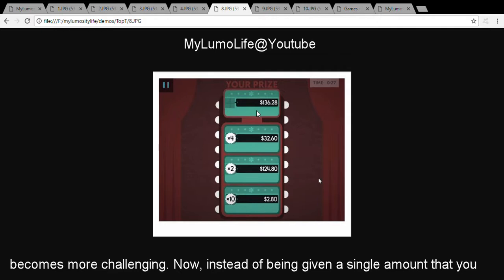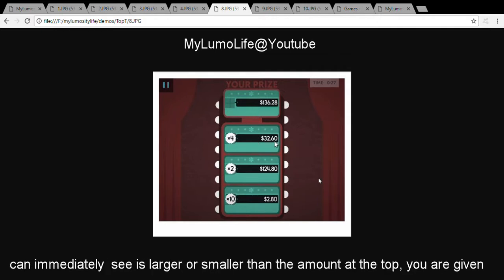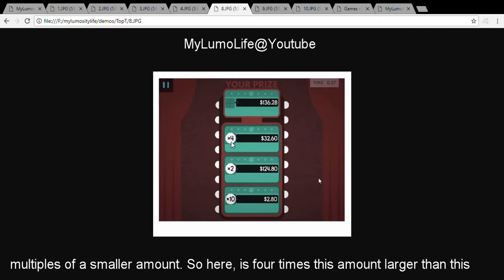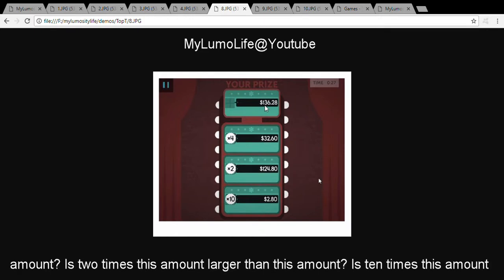Now, instead of being given a single amount that you can immediately see is larger or smaller than the amount at the top, you're given multiples of a smaller amount. So here is 4 times this amount larger than this amount, is 2 times this amount larger than this amount, is 10 times this amount larger than this amount.